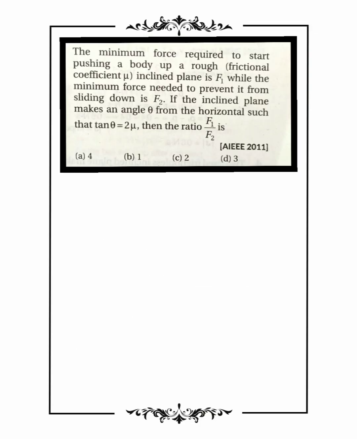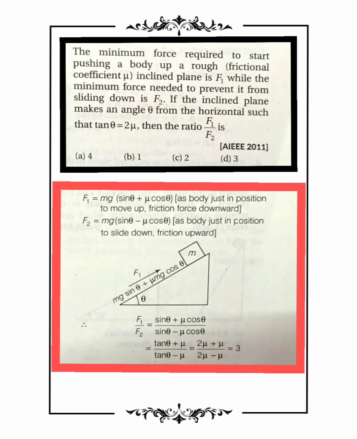The minimum force required to start pushing a body up a rough inclined plane is F1, while the minimum force needed to prevent it from sliding down is F2. If the inclined plane makes an angle theta from the horizontal such that tan theta is equal to 2 mu, then the ratio of F1 by F2 is.